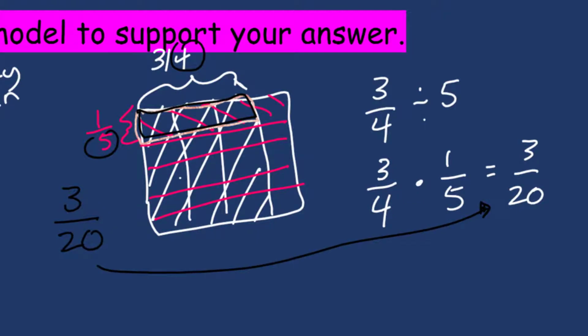Now it does say use a picture model to support your answer. Well, I've done that. I've used what is called the area model. And area models are great when you're multiplying fractions, which is what we did after we represented our division expression as a multiplication expression. Okay, we found the inverse operation. It's also called the multiplicative inverse. All right, I think that's pretty clear.